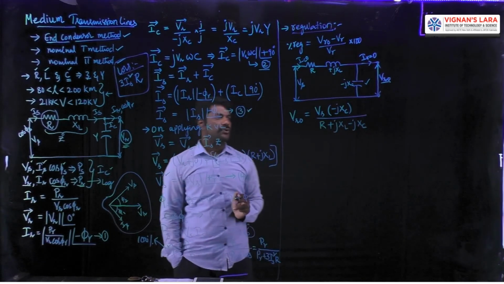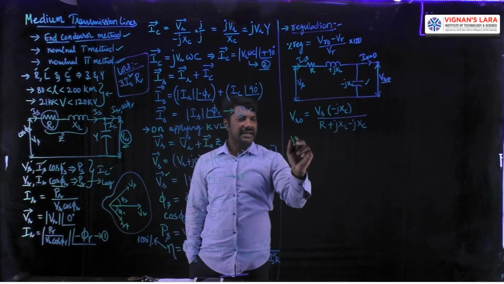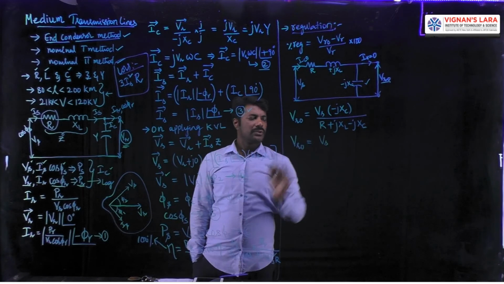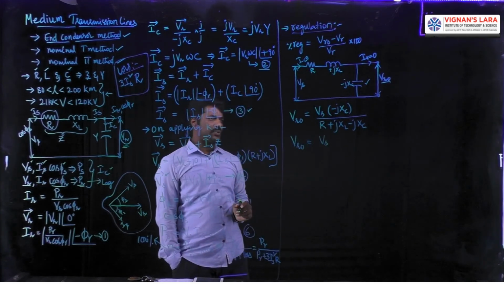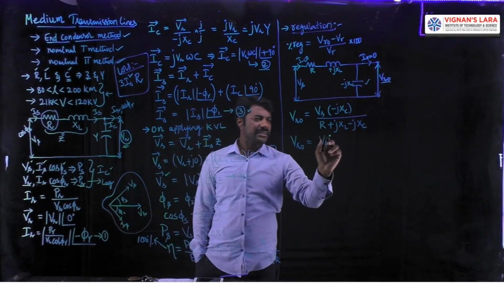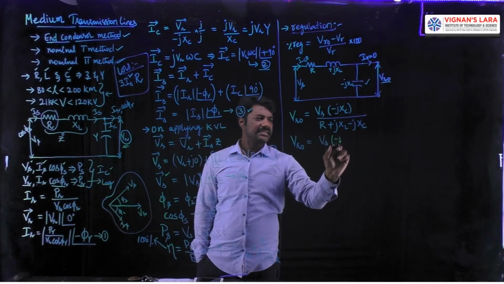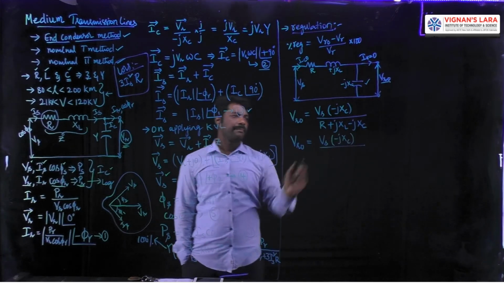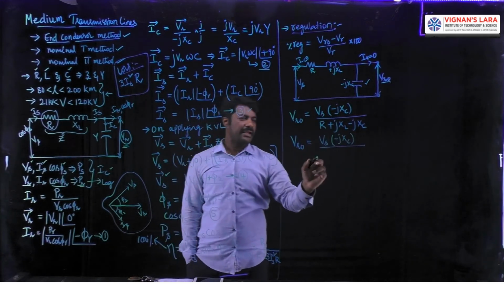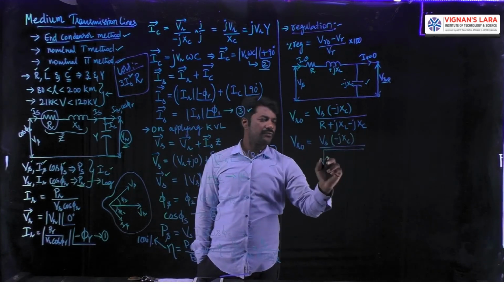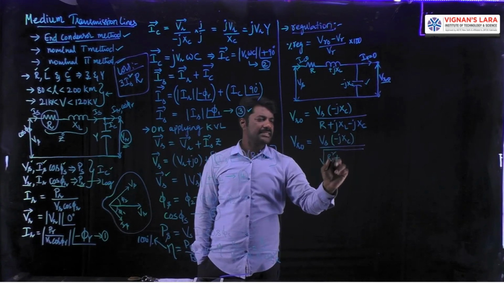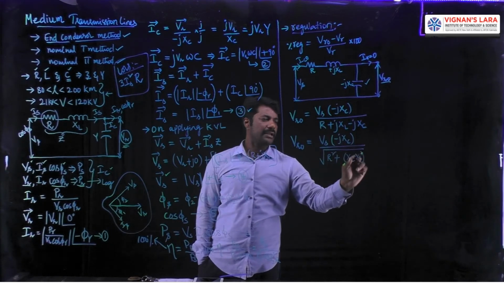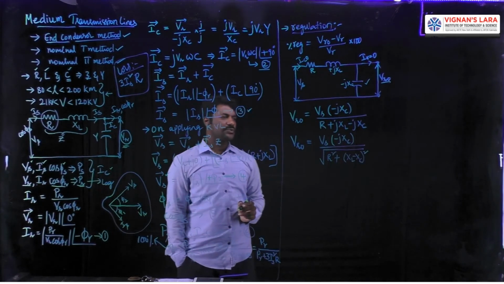This is the amount of the no load voltage. In other words, I can write this as VR naught, which is equal to the input sending end side voltage Vs multiplied with minus JXC divided by the magnitude of this impedance in ohmic, given as square root of R square plus XL minus XC whole square. This gives you this VR naught.